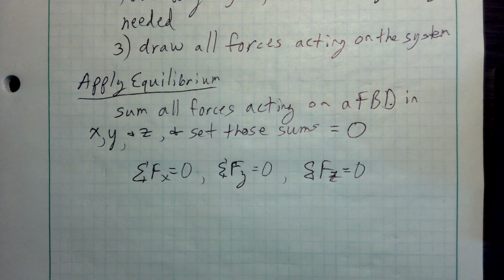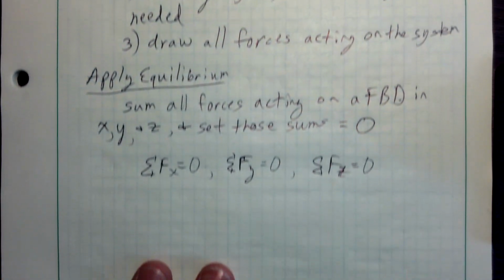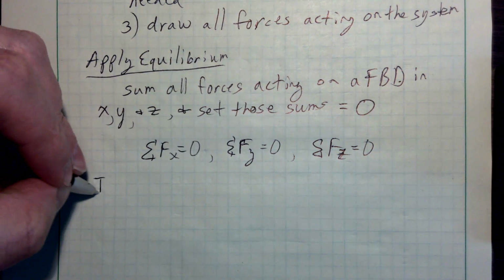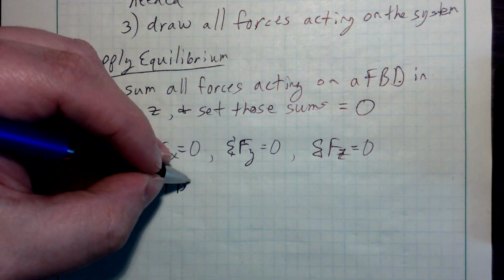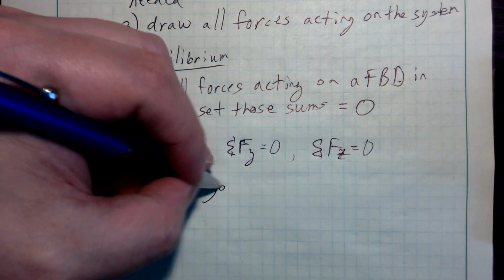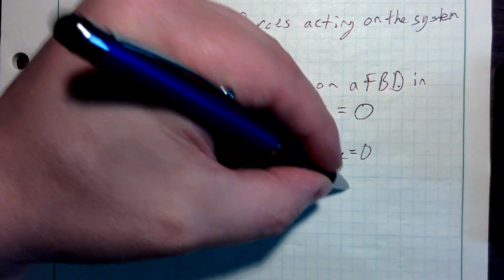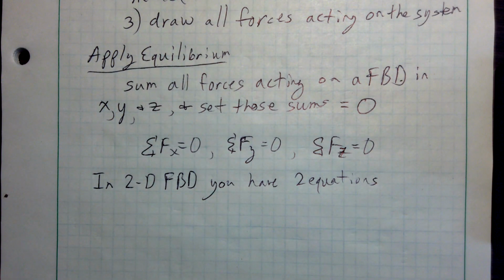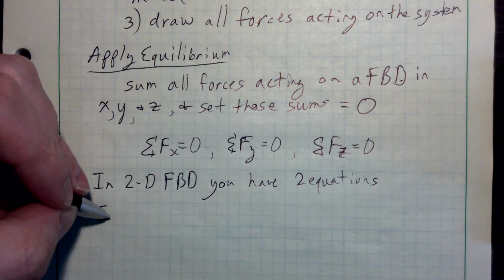We just finished up this concept of applying equilibrium to go along with free body diagrams. One thing to mention here is that in a two-dimensional free body diagram, you have two equations. Your sum of forces in the x is equal to zero, and your sum of forces in the y direction is equal to zero. So those are your two equations. That means you can solve for up to two unknowns with a single two-dimensional free body diagram.